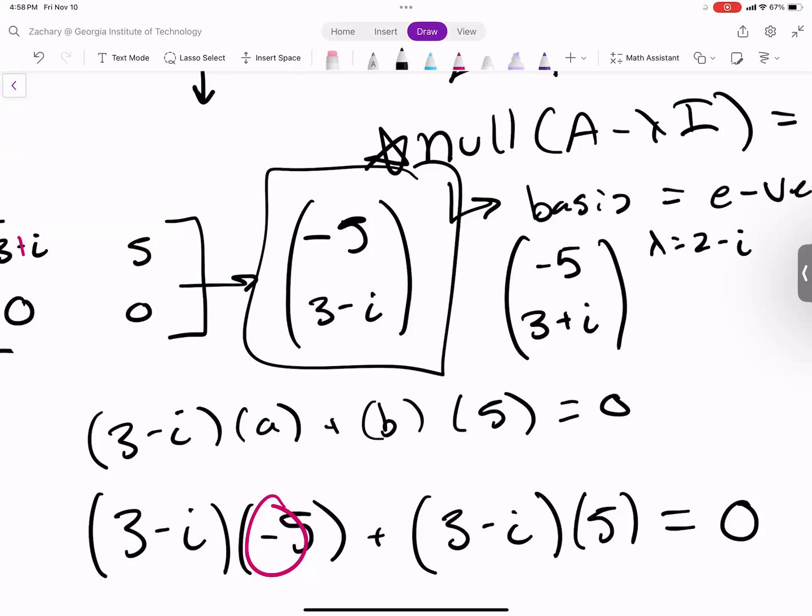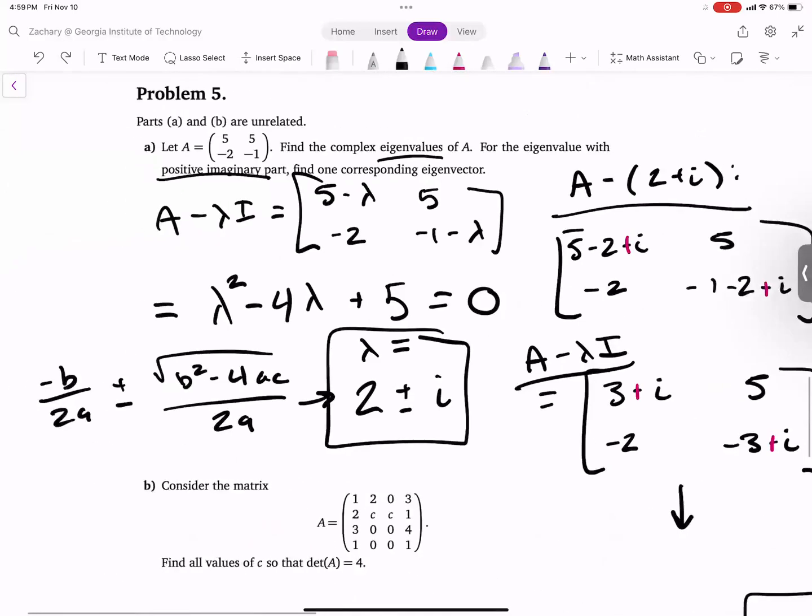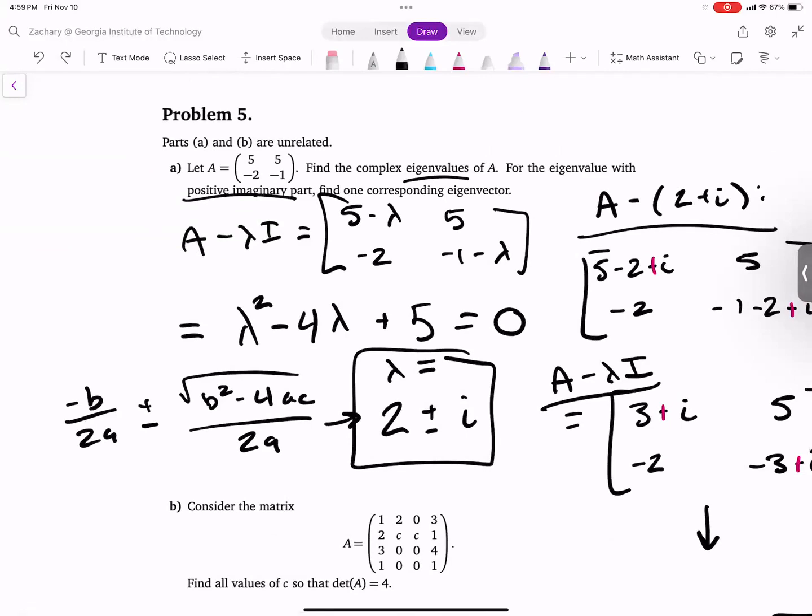No, you can pick either one. For instance, this would also be a valid solution. It's just as fair. That makes sense? Cool. They didn't ask. In this case, find one corresponding eigenvector for the eigenvalue with the positive imaginary part. Any other questions on this first part?